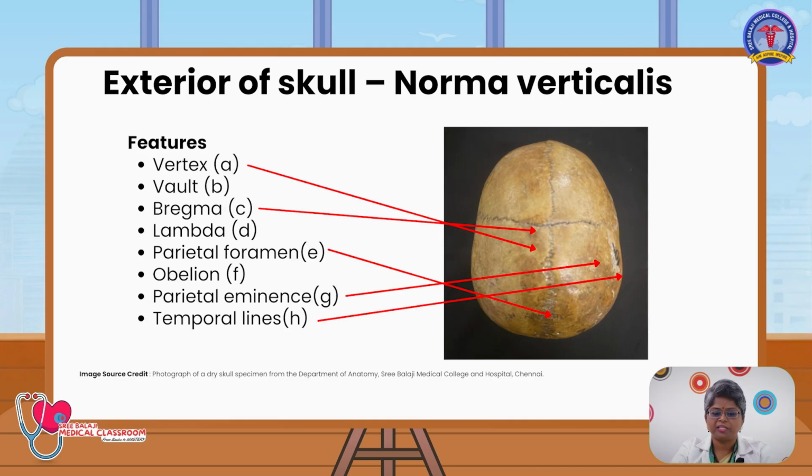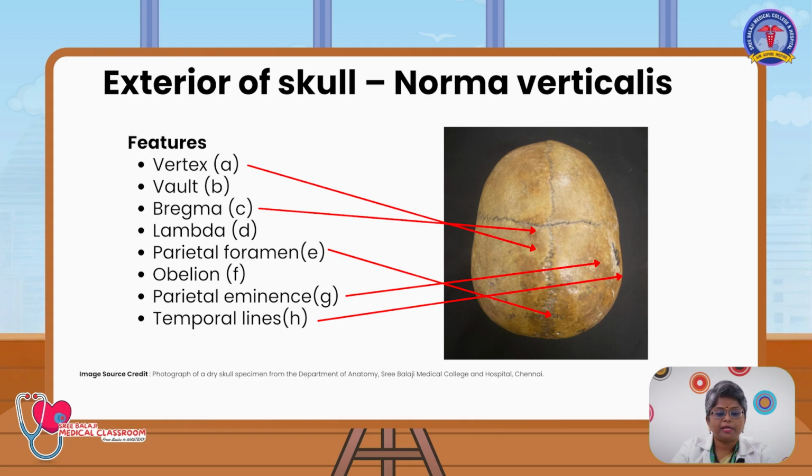Now, some notable features and certain important terms of the norma verticalis are the vertex. The vertex is the highest point on the sagittal suture. What is the vault? The vault is the arched roof of the skull. Bregma is situated at the intersection between the coronal and the sagittal sutures. This is a membranous gap, especially in the fetal skull, where it is known as the anterior fontanelle, and it closes by 18 months.